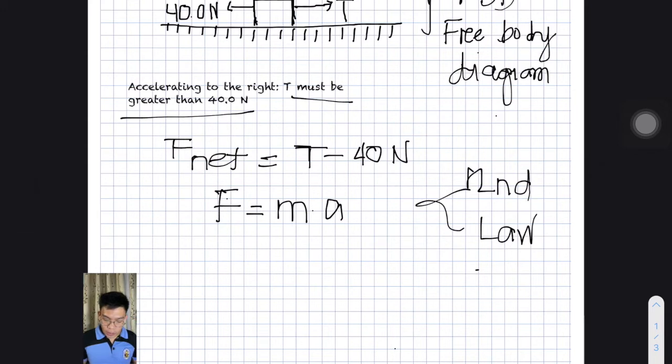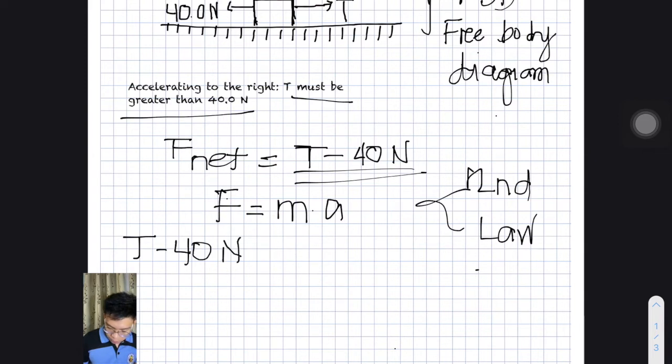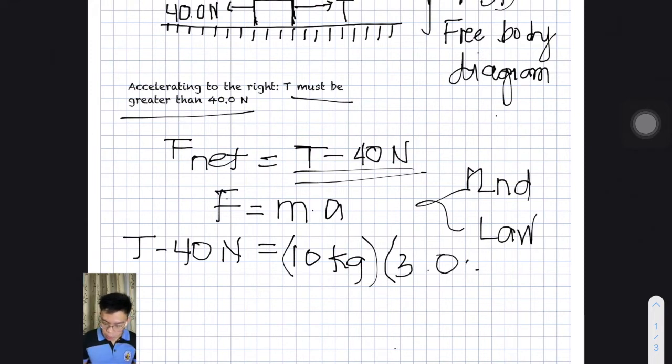So, the F net is equal to T minus 40. This is our F net, so we need to look for force. Therefore, T minus 40 N is equal to the mass of an object. Our given mass in this problem is 10.0 kilograms, multiplied by the given acceleration, which is 3.0 meters per second squared.